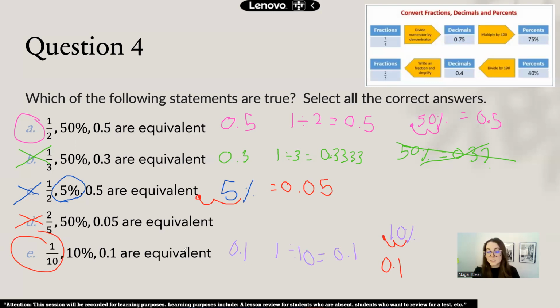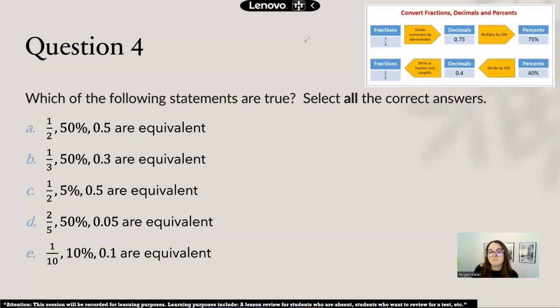Again, use the decimal as your baseline. That's the easiest to convert in between, and then compare to make sure all three are equivalent.